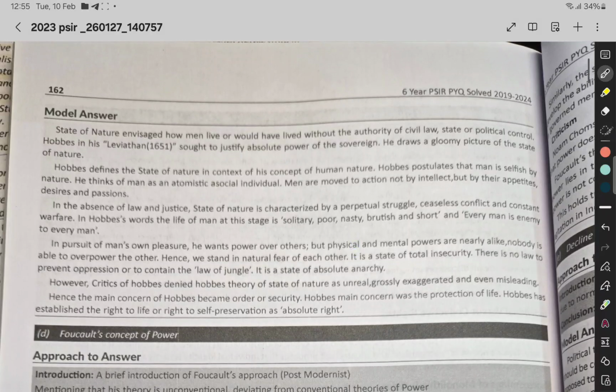So, the state of nature envisages how men live or would have lived without the authority of civil law, state or political control. Hobbes in Leviathan, 1651, sought to justify the absolute power of the sovereign. He draws a gloomy picture of the state of nature. Hobbes defines the state of nature in the context of his concept of human nature. Hobbes postulates that man is selfish by nature.